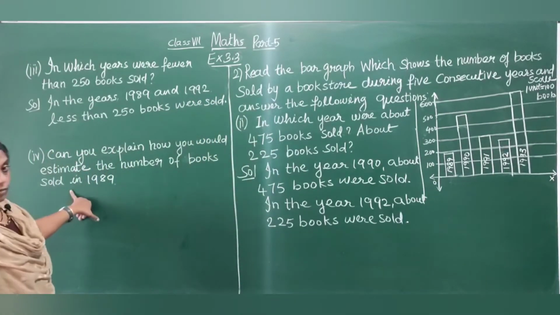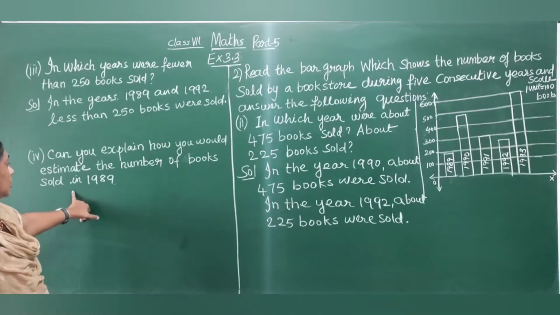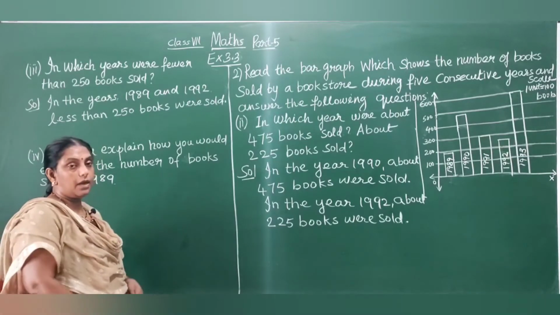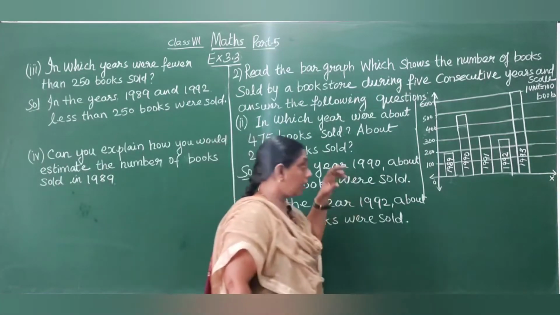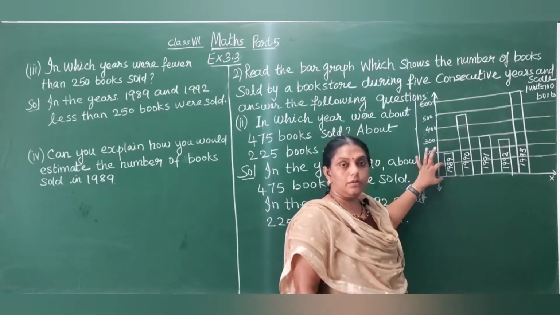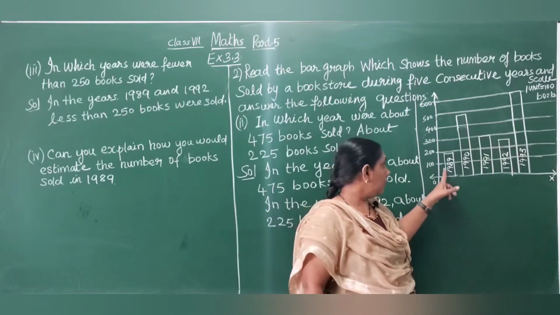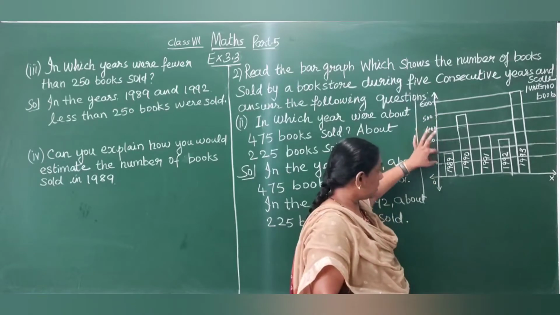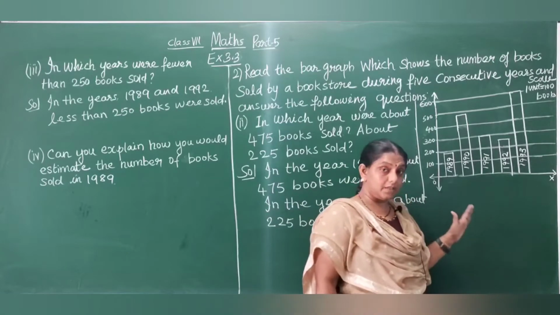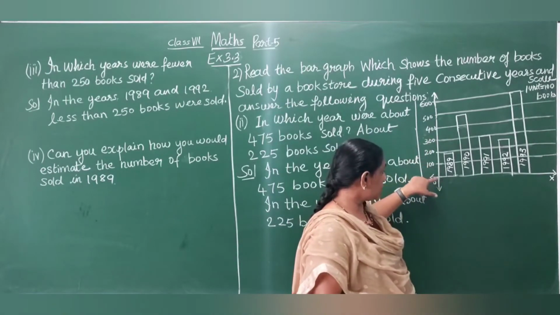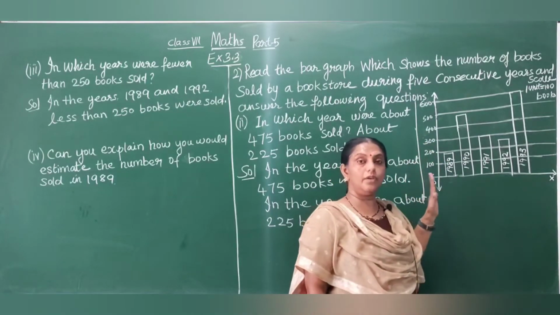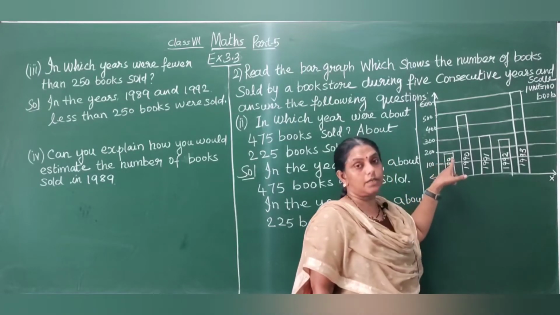Now question number 4. Can you explain how you would estimate the number of books sold in 1989? Books sold in 1989 is 180. It is indicated in the bar graph by the height, 1 unit equal to 100 books. As I told you before, the bar graph in your textbook has 5 lines. In between 0 and 100 there are 5 lines. Here also 100 and 200 have 5 lines. Of the 5 lines, only the fourth line is reached here.